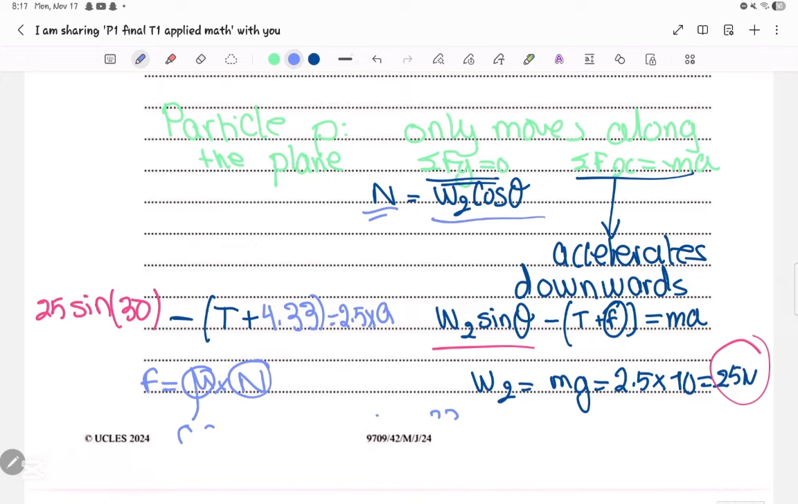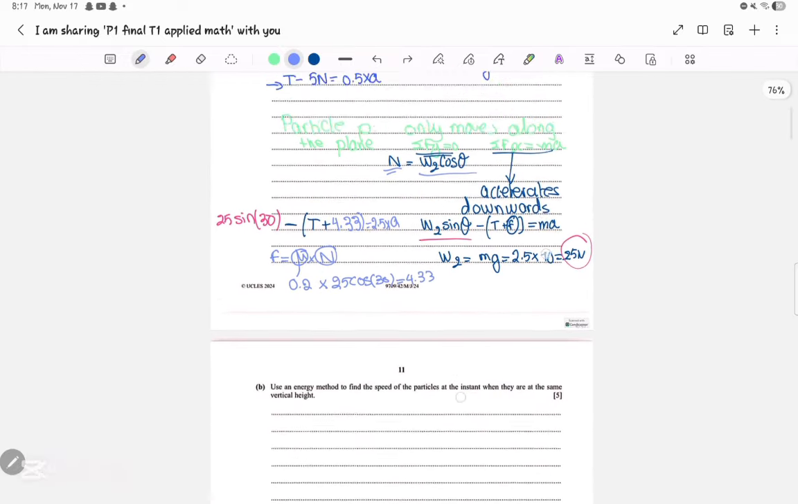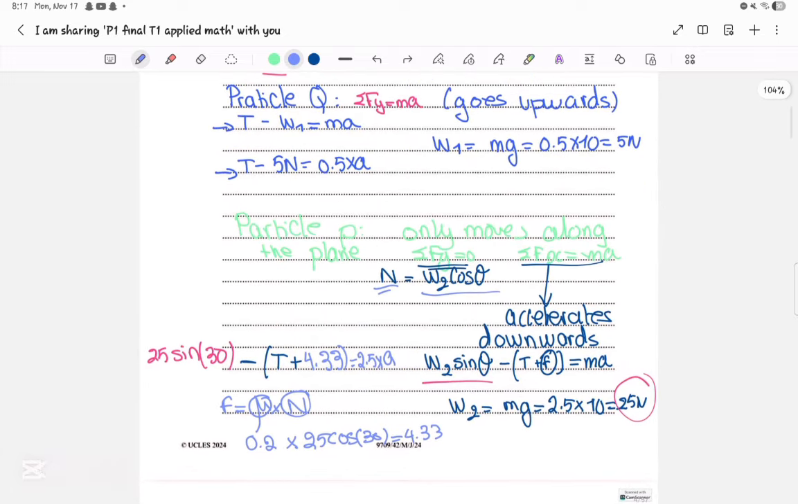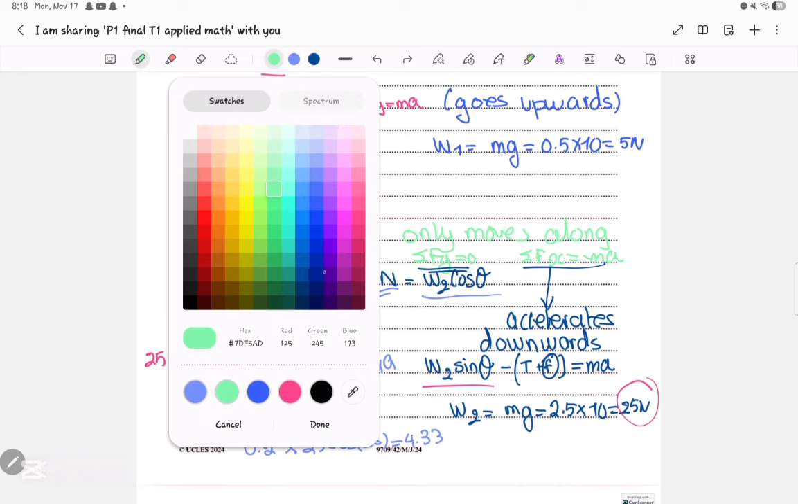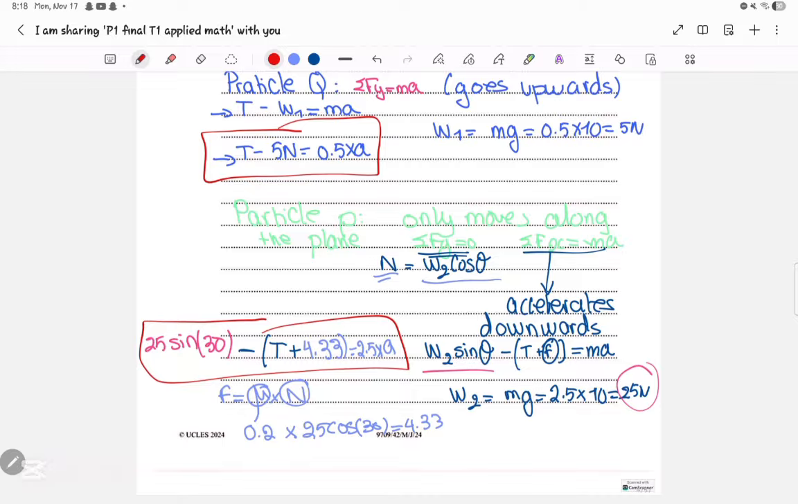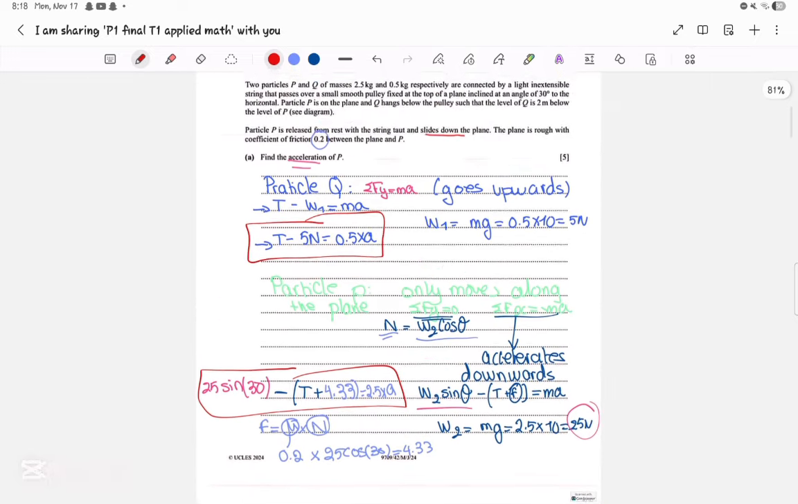Now, oh no, don't erase it. Okay, now I have all of my information. I think I may need more space, but that's fine. What can I do? I can equate both of them. This means that I will take this equation over here, in red, and make it equal to this equation over here. Or rather, I can just solve it very easily.